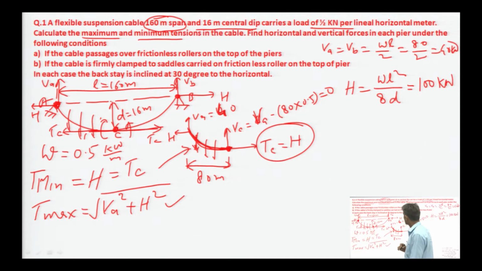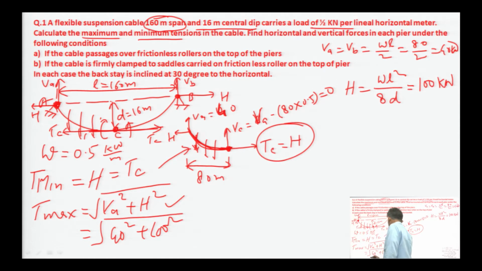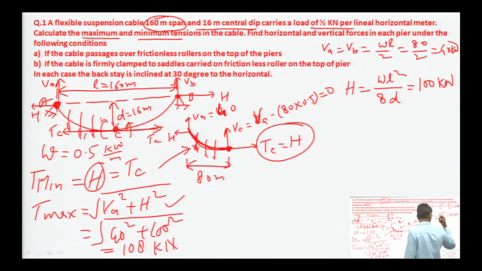So, the maximum tension is under root of 40 square plus 100 square, and this value comes to be 108 kilonewton, and the minimum value is H, of course, which is 100. So, the first part is completed: minimum and maximum tension in the cable. The next thing is to find the horizontal and vertical forces in each pier under the following condition.